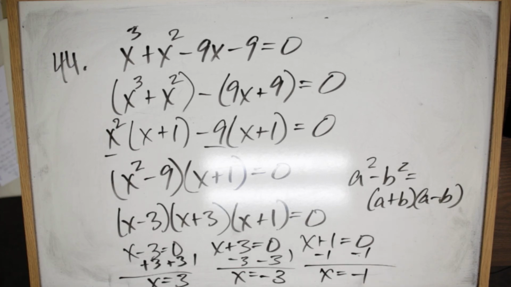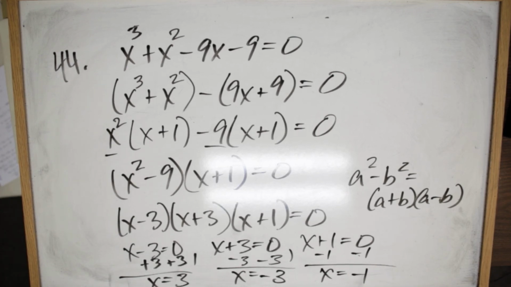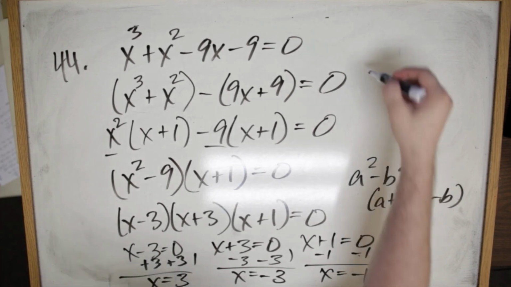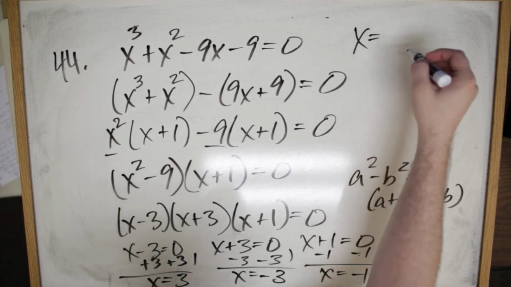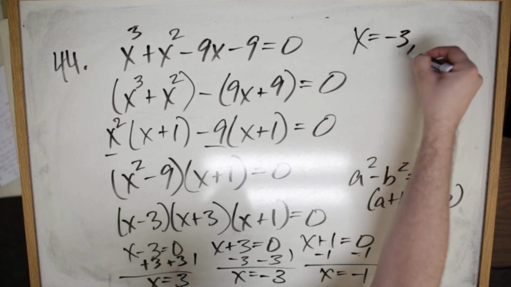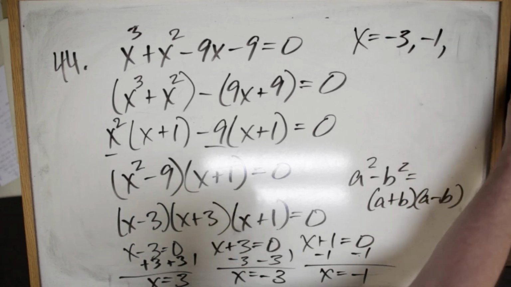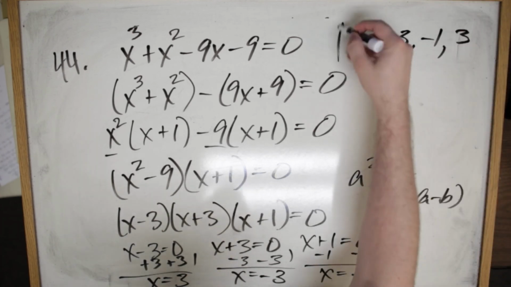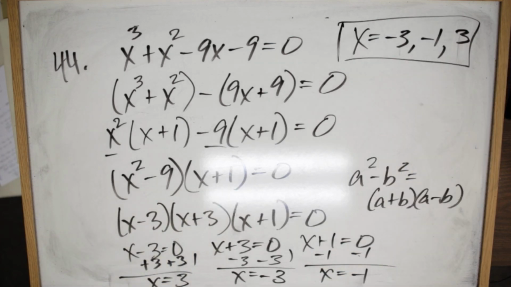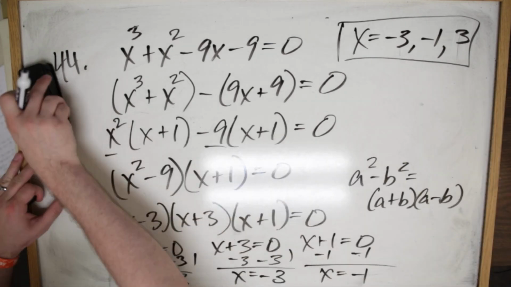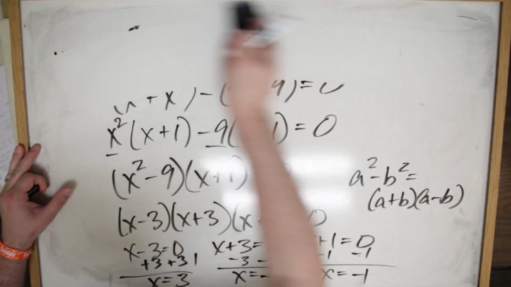Okay. So these are all of your solutions down below at the very bottom of the whiteboard. So x is equal to minus 3, minus 1, positive 3. So that's question 44. I'm telling you, factoring, it's a big deal. It shows up all over the place.